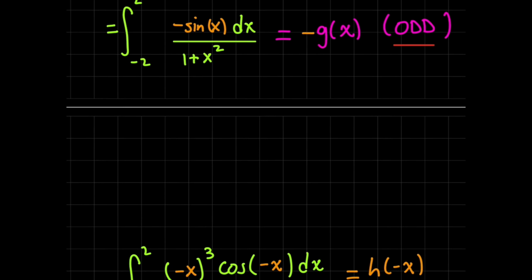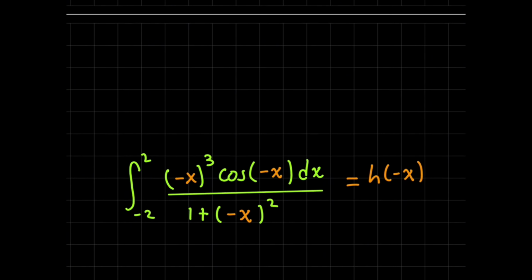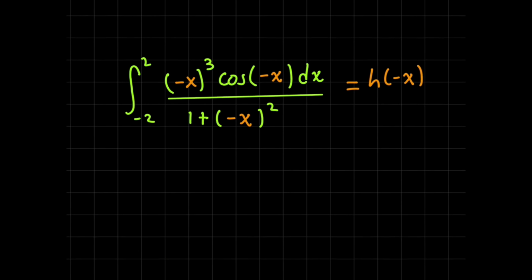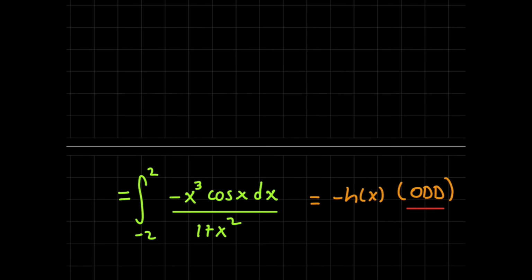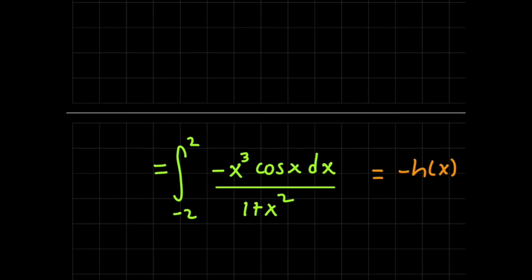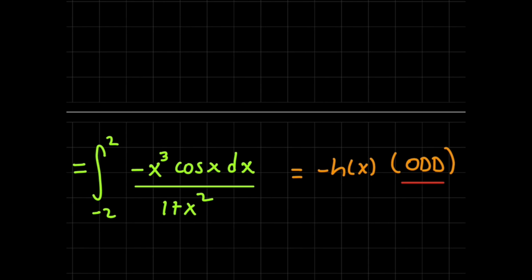Now I'm going to work with the other integral that I had labeled h of x. What am I going to do here? I'm going to plug in negative x, again, anywhere I see an x. Now this one looks a little hairier, but it's not too bad. After I simplify it, I'm going to get this expression here, because we know cosine of negative x is the same as cosine of x. Looking at this compared to h of x, what do we see? Well, again, we have this negative in front, and we again have an odd function.